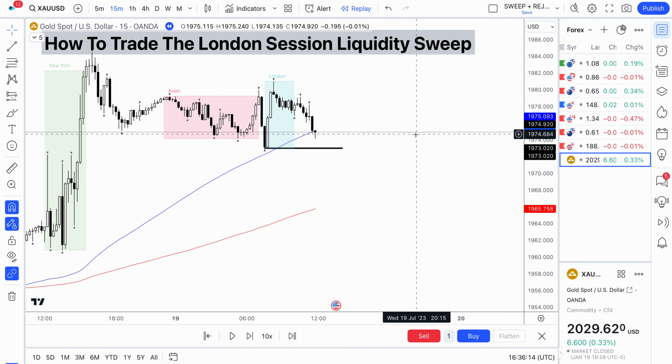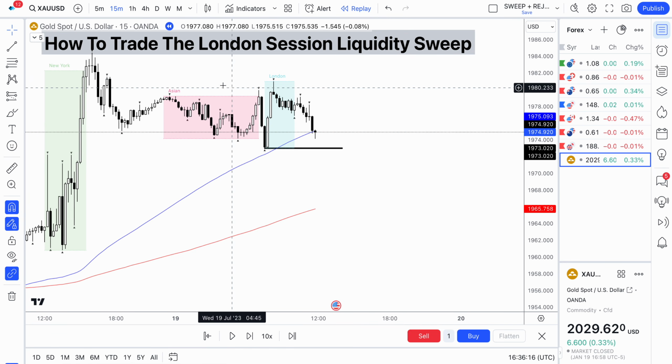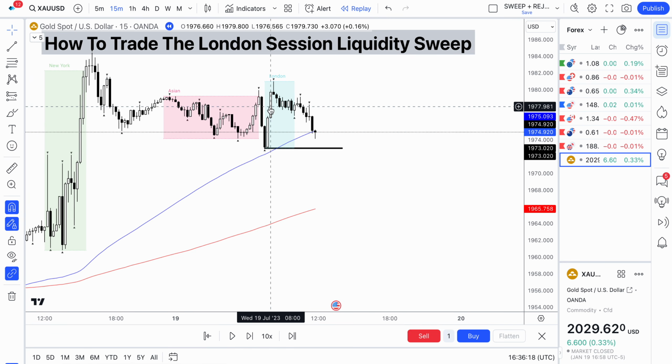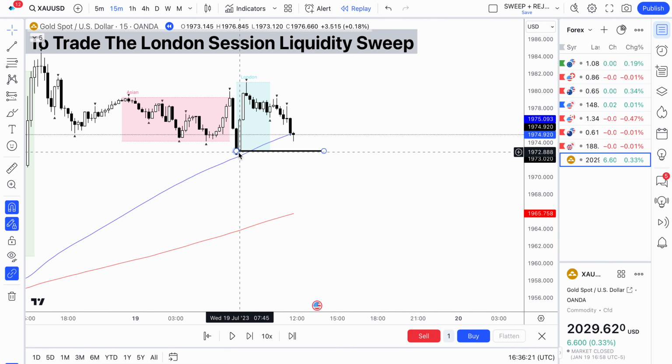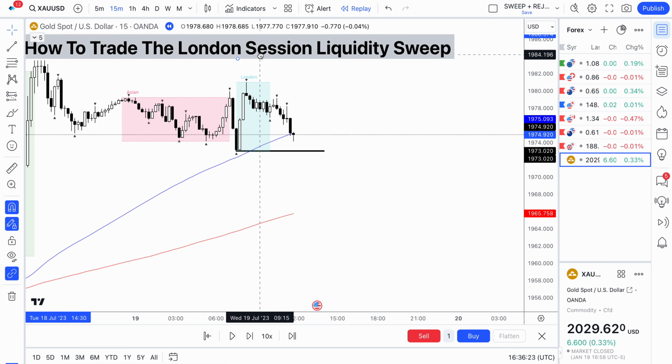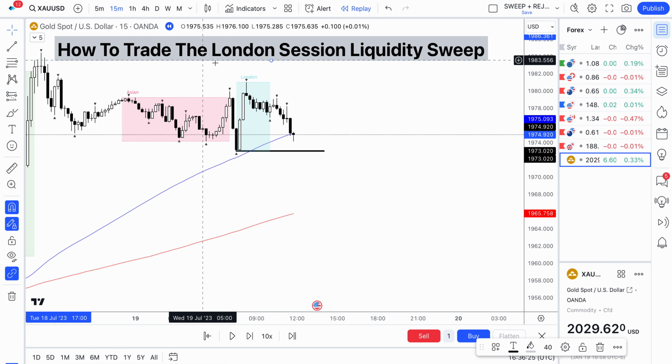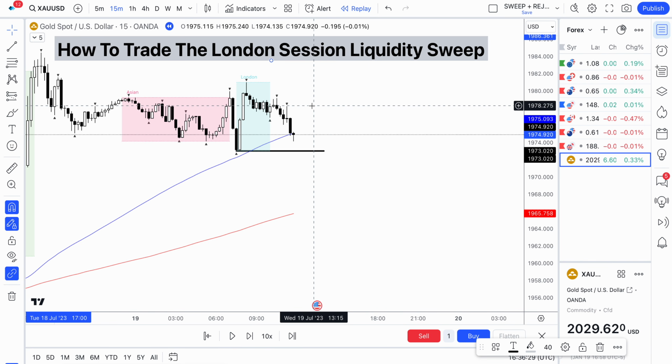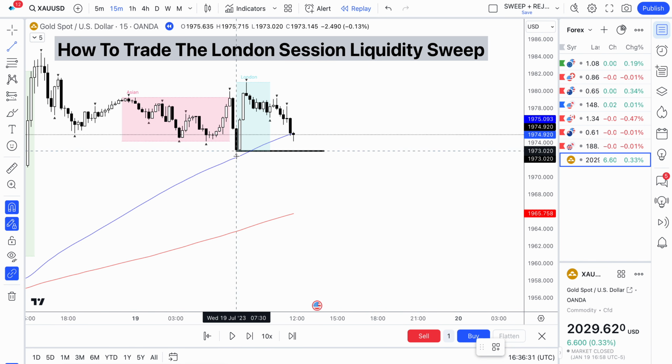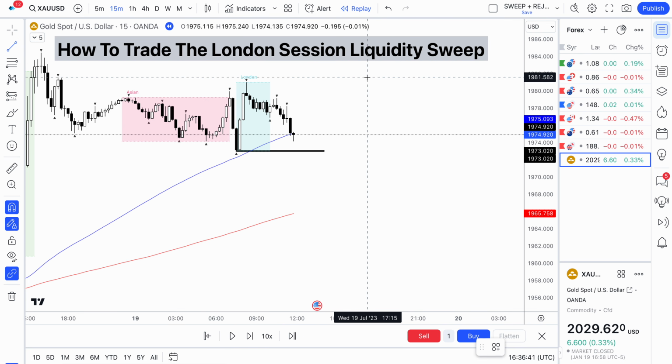So indicators are applied. Happy days. We've got our ranges here. We've marked on the London session low. You guys understand the premise of this video: the London session liquidity sweep. So we're looking for buys, we're looking for longs. Therefore, we need to see a sweep of either one, our most recent fractal, or number two, an extreme liquidity sweep, which is essentially below the London session low here.